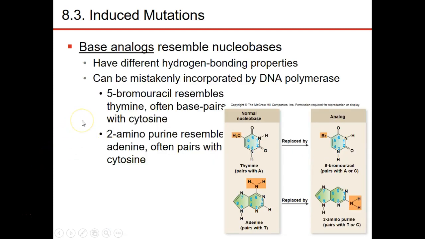Base analogs are different. They're not the typical nucleotides, but they resemble those nucleotides, and so they can move in place of a nucleotide. So here we have thymine, which always pairs with adenine. So adenine and thymine always pair together, but bromouracil looks very similar to thymine, and it can pair with both adenine or guanine, causing another point mutation.